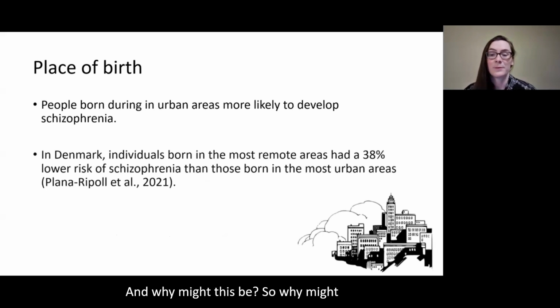So why might season and place of birth have these effects? Well, prenatal exposure to infections and vitamin D deficiency are plausible explanations. Densely populated urban areas, along with colder winter months, are both linked to higher rates of infection and less sunlight exposure.